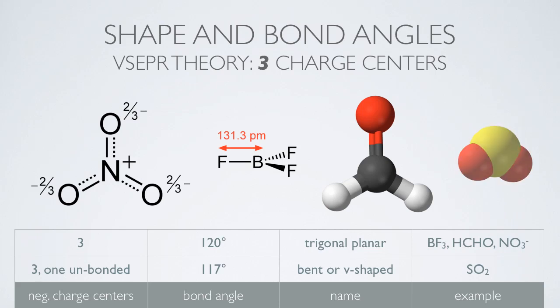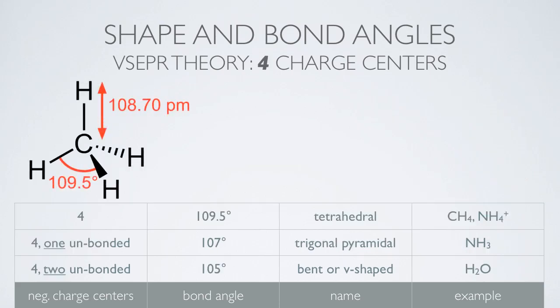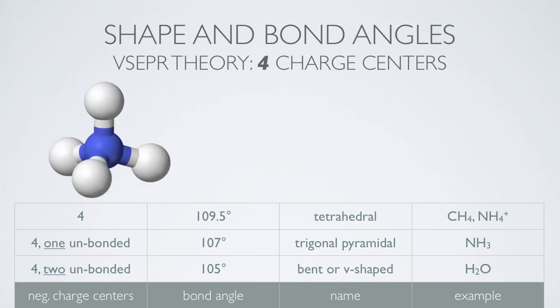If one of those three charge centers is an unbonded pair, like in sulfur dioxide, then the shape of the molecule is bent or V-shaped, and the angle is slightly less than we might expect, 117 degrees. If the central atom has four charge centers, like methane, then the shape of the molecule is tetrahedral, with the four bonds evenly spaced 109.5 degrees apart.